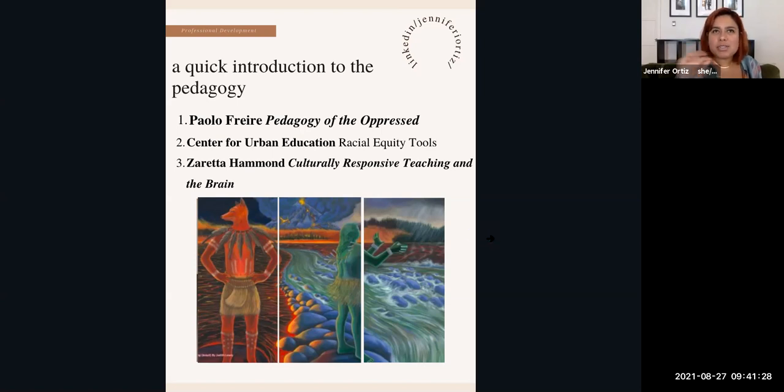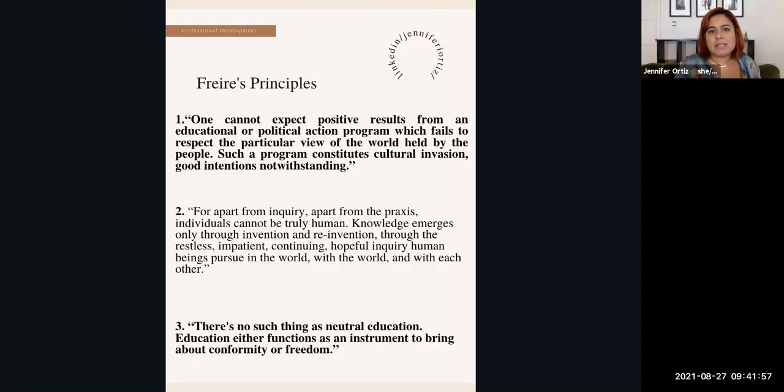And one of the big values, just as a side note, that I took away from this is that Paulo Freire is very philosophical. The Center for Urban Education racial equity tool is very scientific. But Zaretta Hammond puts it in context to teaching, to the classroom. And I love that she was able to tie it all together for me. So if you can read that, you can apply her methods and her strategy to any discipline. All right, so these are the principles that anchored the curriculum I will be sharing with you today.